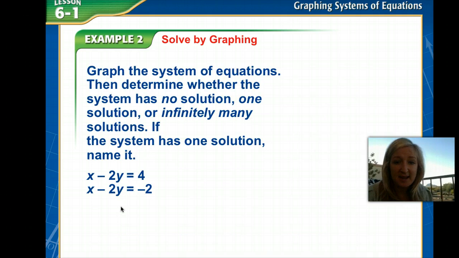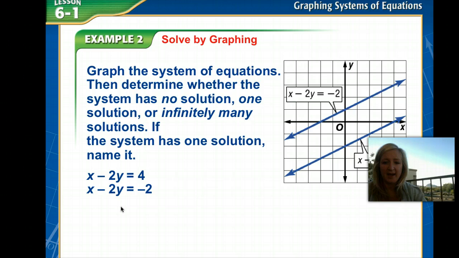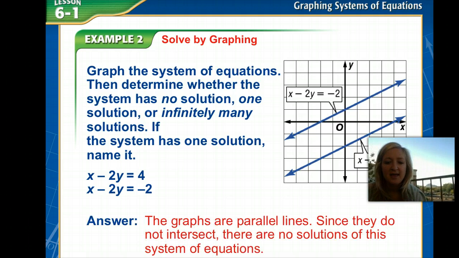All right, so same exact thing. We have two equations. They are not in y equals mx plus b form. So step number 1 is to put them in y equals mx plus b form. By doing that, when you graph them, they are actually going to be parallel lines. So when you look at the parallel lines, you need to decide that because they are parallel lines, they do not intersect and there are no solutions.